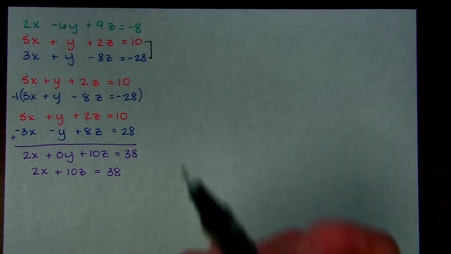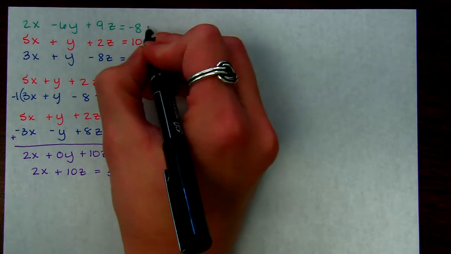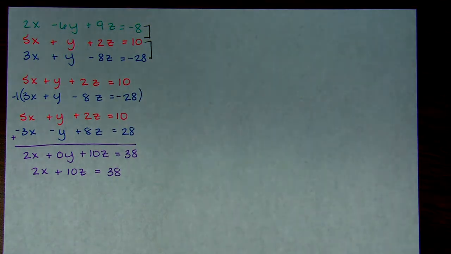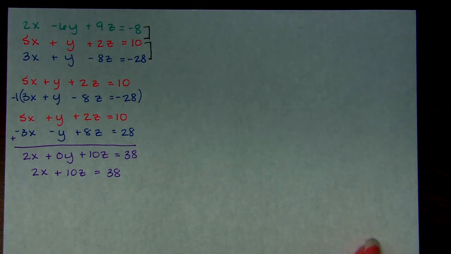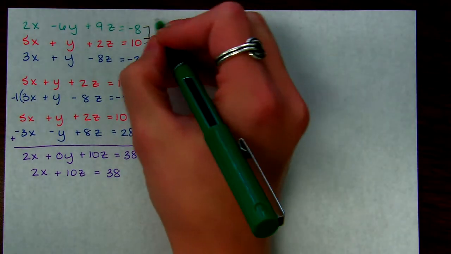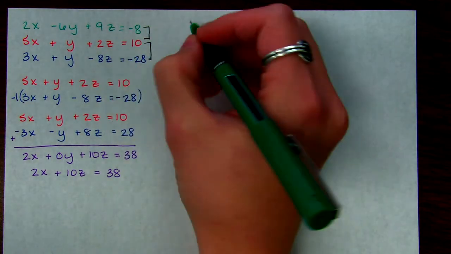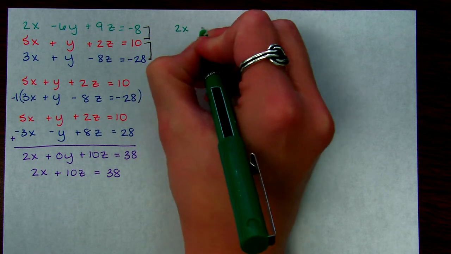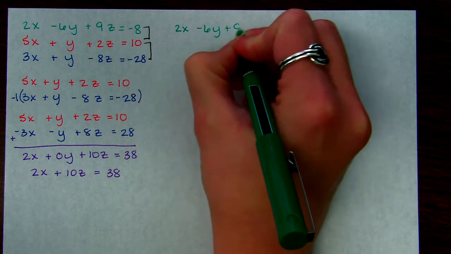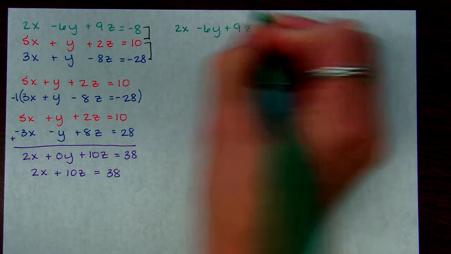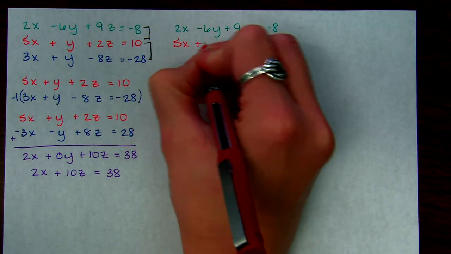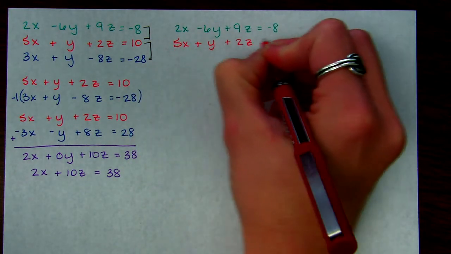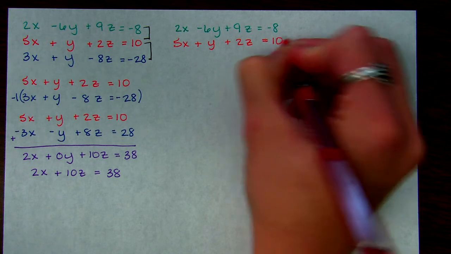And when I'm looking at these equations, I think I'm going to pick the first two. Now, we only have three equations, and so we have to reuse one of the equations, but you can only reuse one of them. You can't reuse both. So I'm going to eliminate using these first two equations now. So this is 2x minus 6y plus 9z is equal to negative 8. And this is 5x plus y plus 2z is equal to 10.